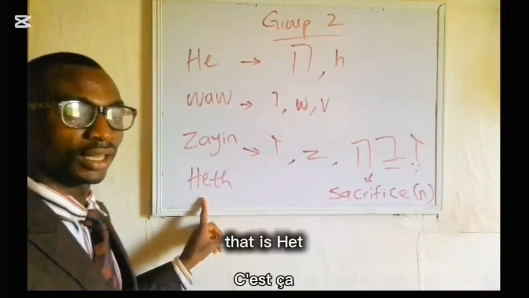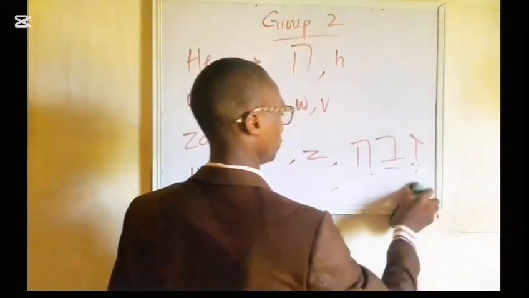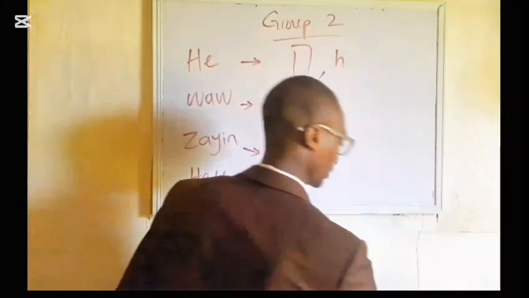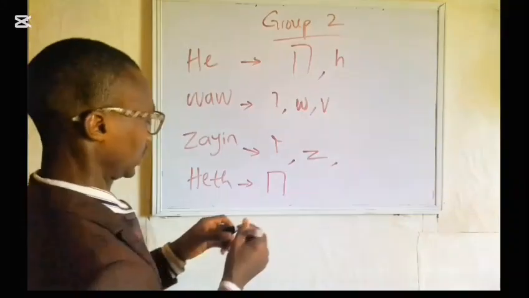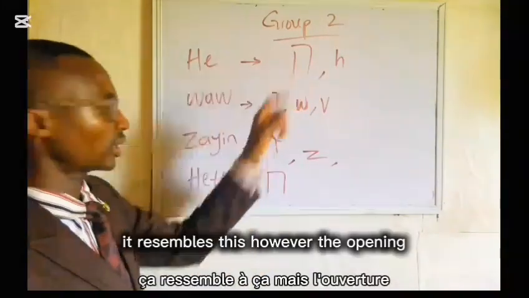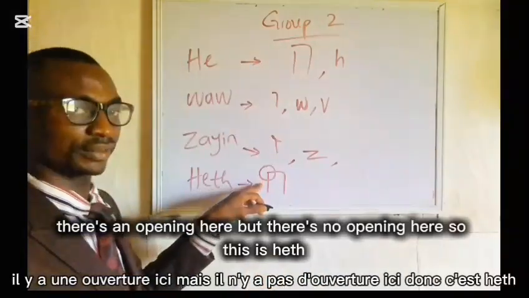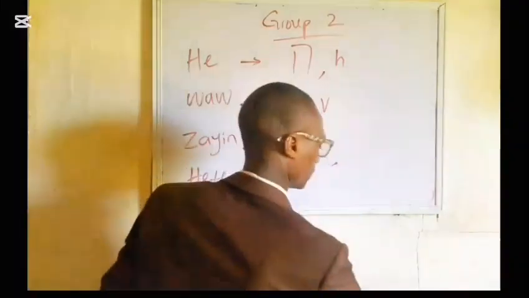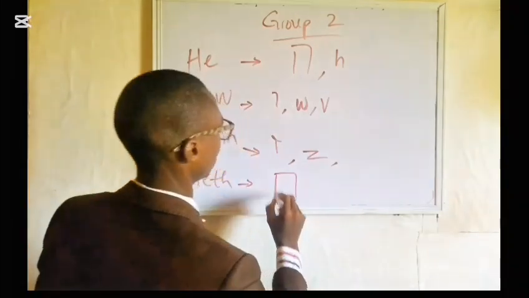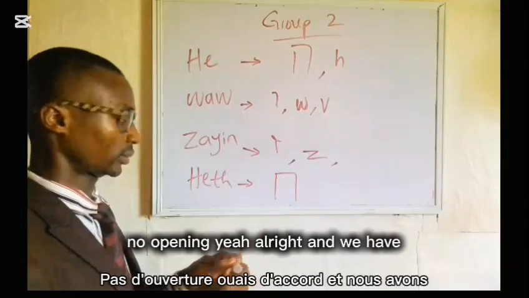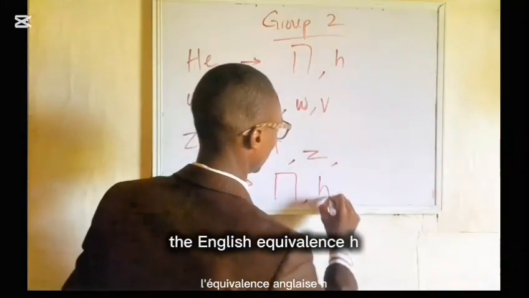That is Het. We have the structure as it resembles this. However, there's no opening here. There's an opening here, but there's no opening here. So this is a Het. This Het has no opening here. All right. And we have the English spelling as H.